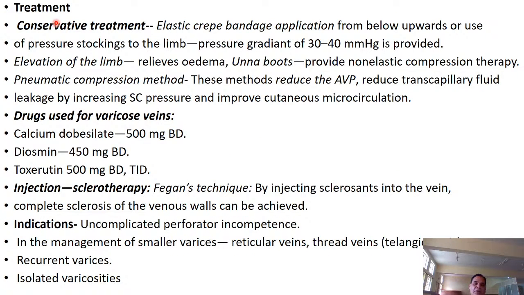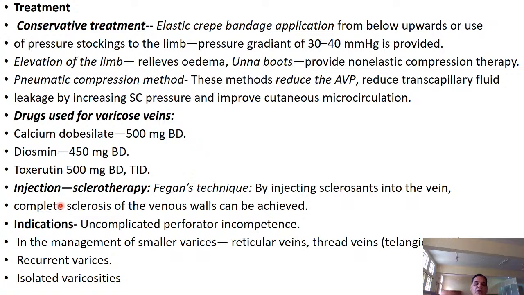So the management. Again, management rests in 2 types, conservative management and operative management. Conservative is crepe bandage, elevation of the leg and pneumatic compression. Drugs commonly used are calcium dobesilate, diosmin and troxerutin. Calcium dobesilate particularly gives very good results. So what does it do? It will change the stasis. These drugs are mainly aimed to remove the stasis of blood in veins for a longer time.